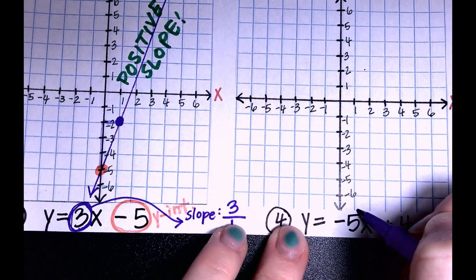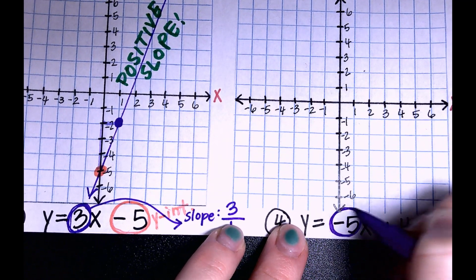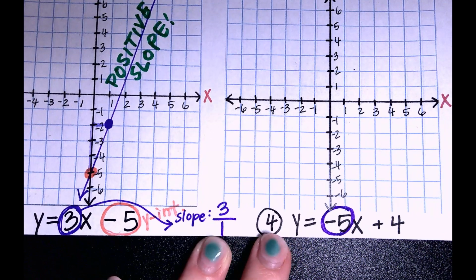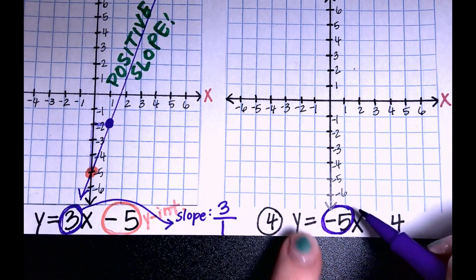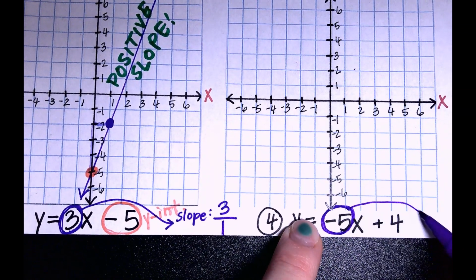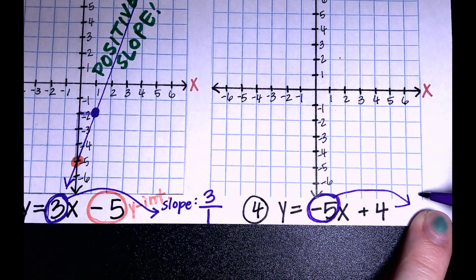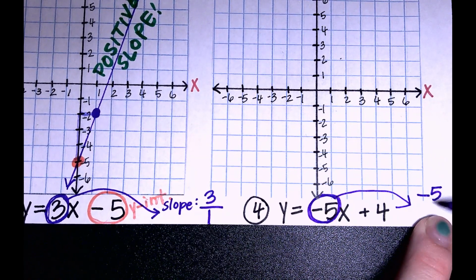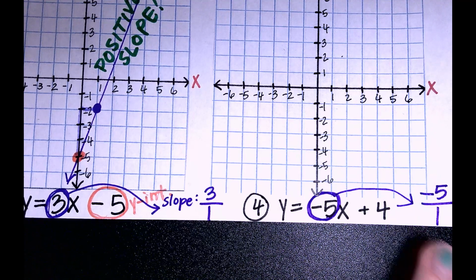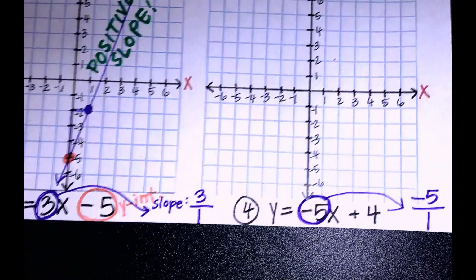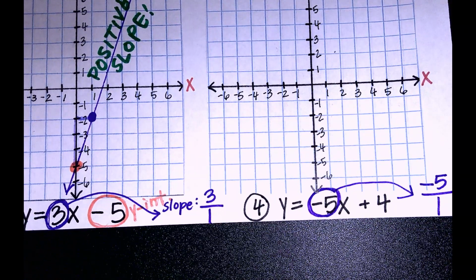If you see that your slope is not a fraction, negative 5, go ahead and start by turning it into a fraction. We're going to make this negative 5 over 1. That way I know how far down or up and how far over to go. Negative 5 over 1 is our slope. Great place to start.